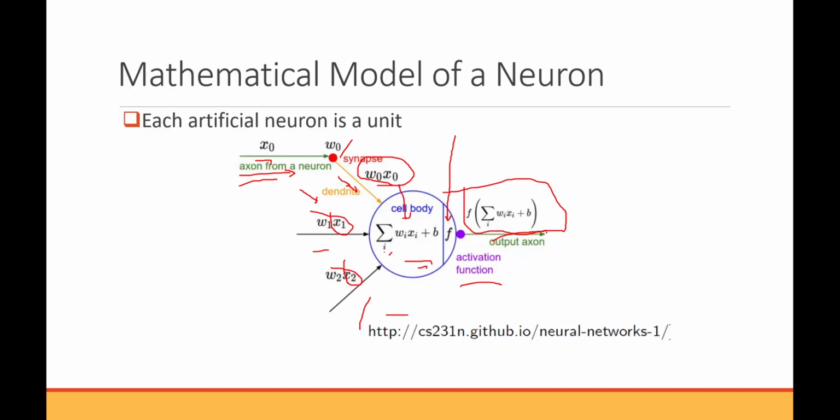Okay, so that's our basic mathematical model of an artificial neural network unit, which means the mathematical model of each neuron. When we discuss neural networks, they will consist of multiple such basic neurons. So this is the basic unit of our neural network that we are going to talk about in the next lecture.